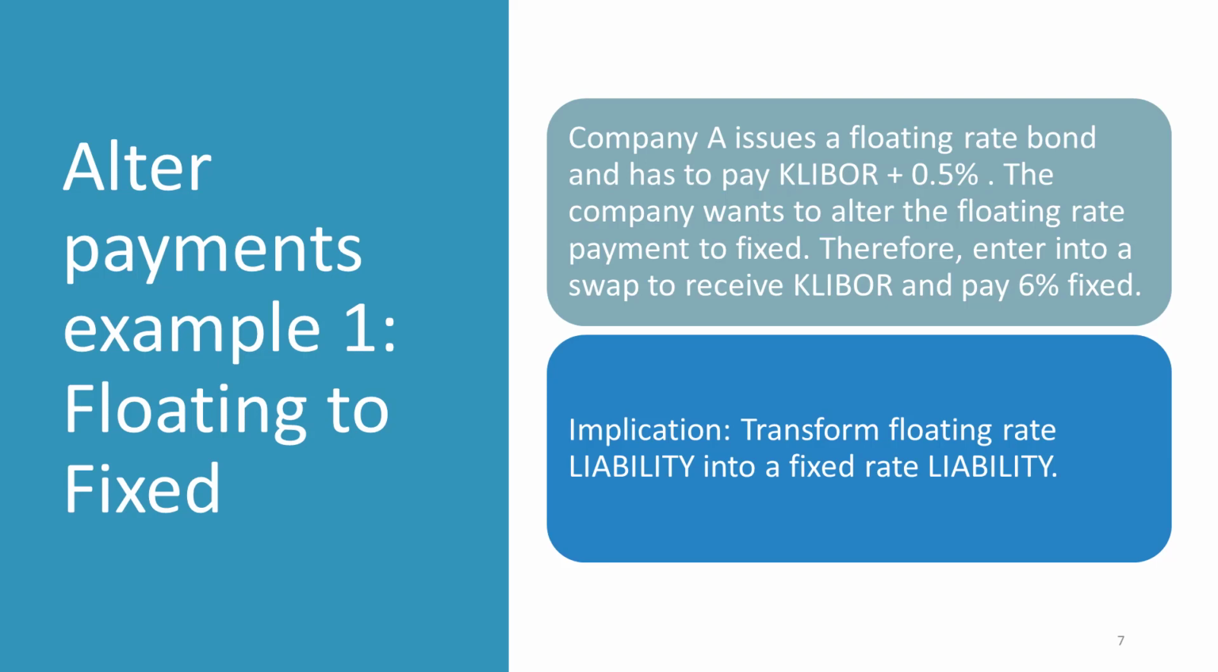Therefore, in order to alter the payment from floating to fixed, the company could enter into a swap contract in which they will receive CLIBOR and pay 6% to the counterparties. In this case, the floating rate liability will be converted to fixed rate liability.